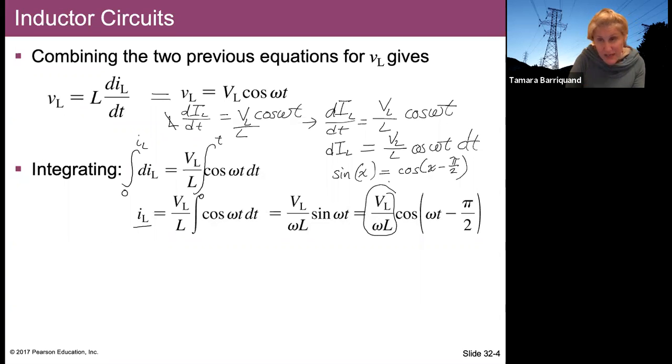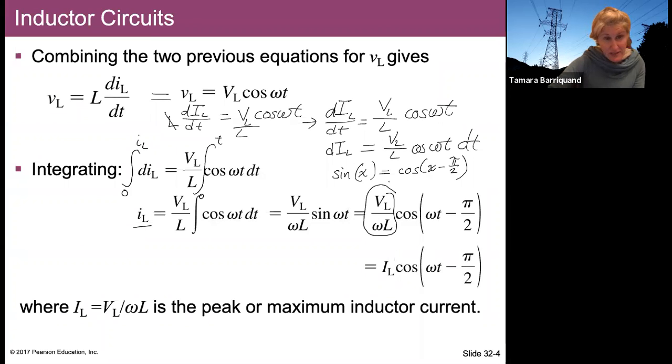So this constant right here must be equal to our peak current across the inductor, our peak inductor current. And so this we'll then define as our peak inductor current, where I sub L equals V sub L over omega L is the peak or maximum inductor current.